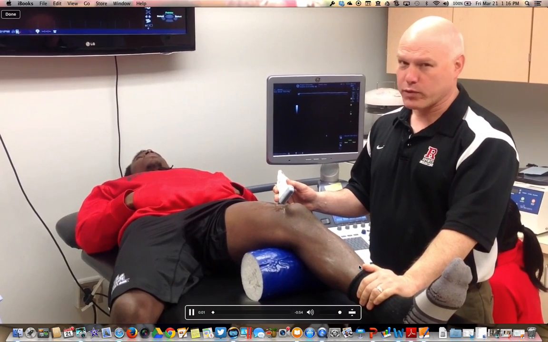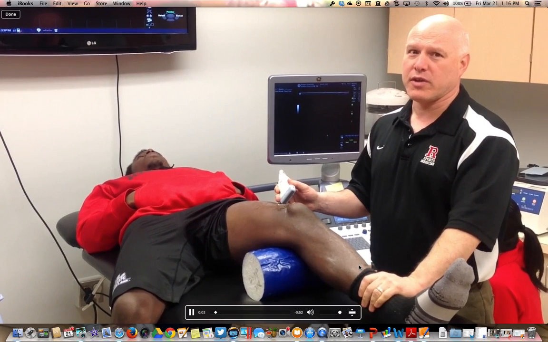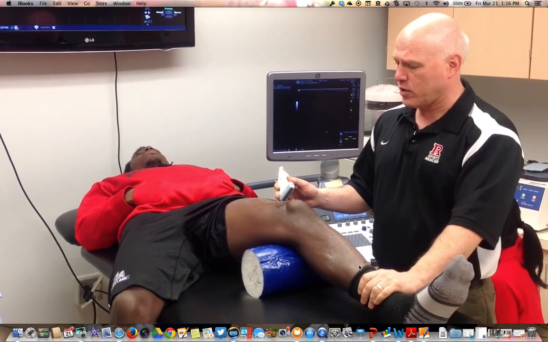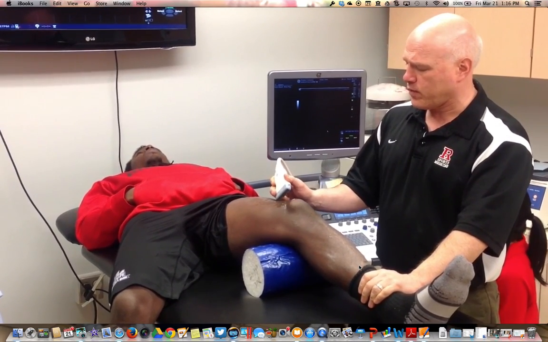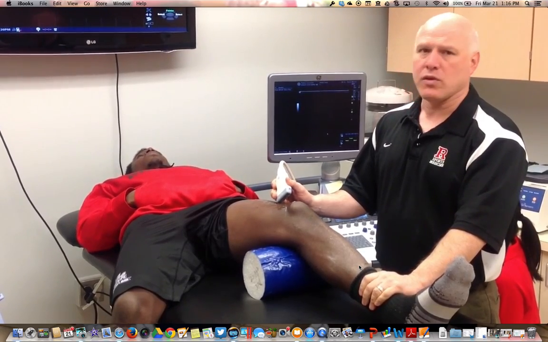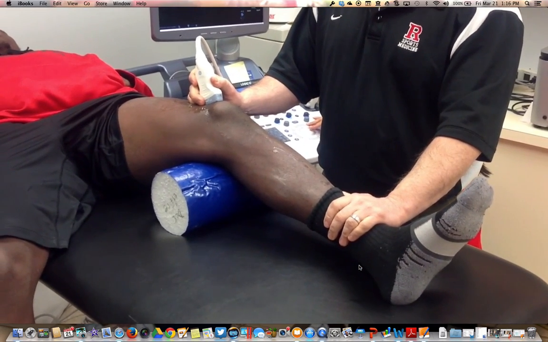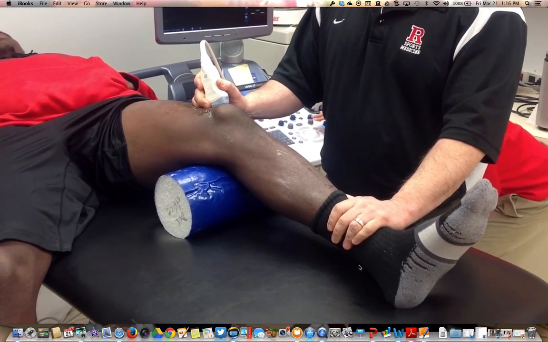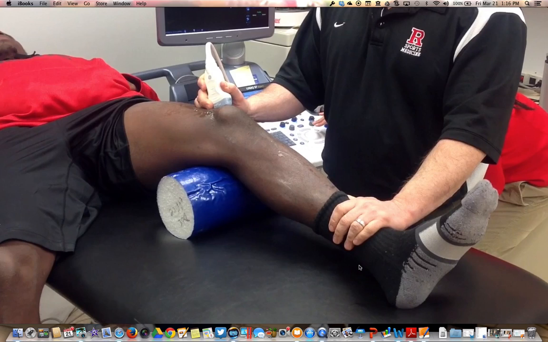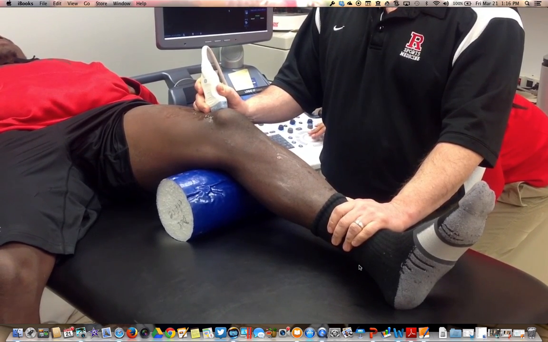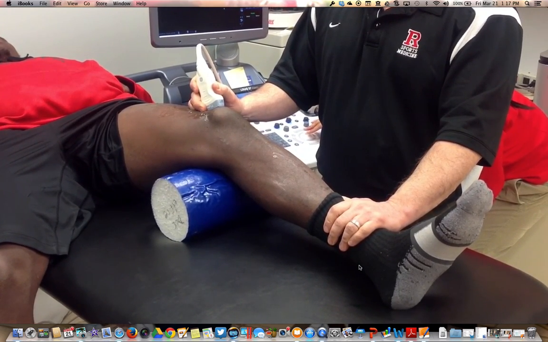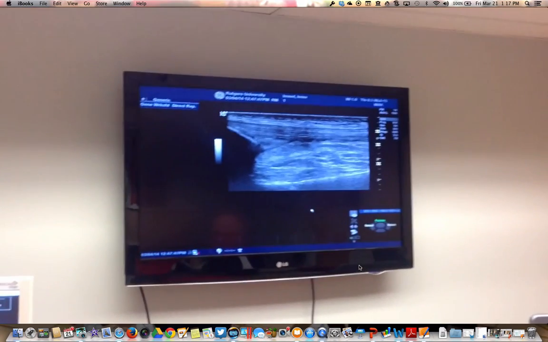Next structure we're going to be looking at will be the quadriceps and the suprapatellar joint and fluid from the knee joint. To best look at this, we want to do some dynamic tests. We'll again look at the knee joint in a long axis approach, lining up on the joint line in this manner. You see that there's not much fluid in it. To bring more fluid into the joint, we're going to have him contract his leg and straighten it out.